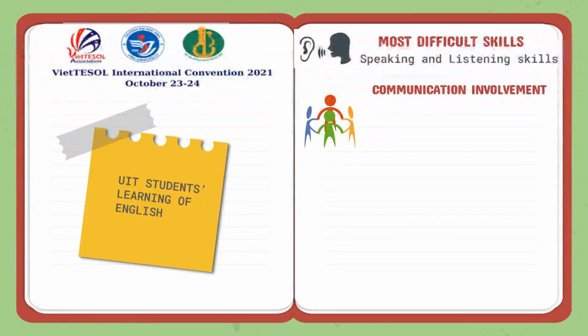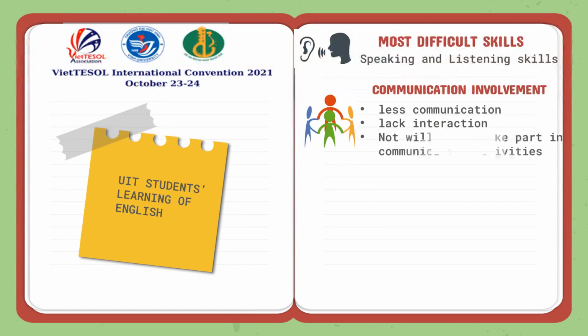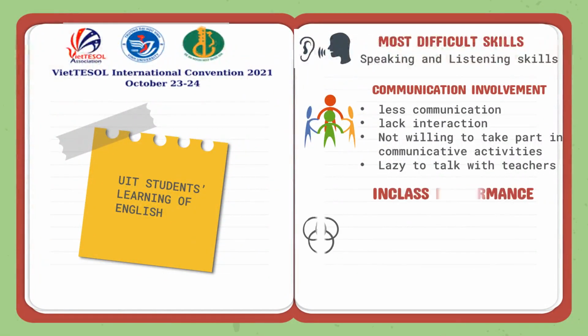Concerning communication involvement, the teachers agreed that UIT students have less communication in class, they lack interaction with the teachers and their classmates, or they are not willing to take part in communicative activities. They are so lazy to talk with the teachers.